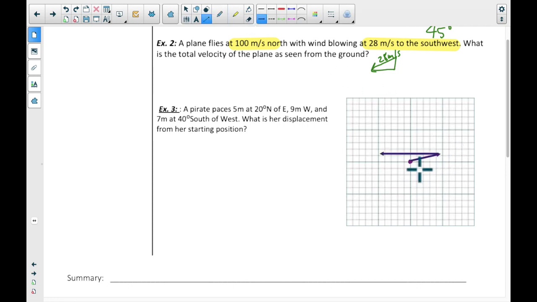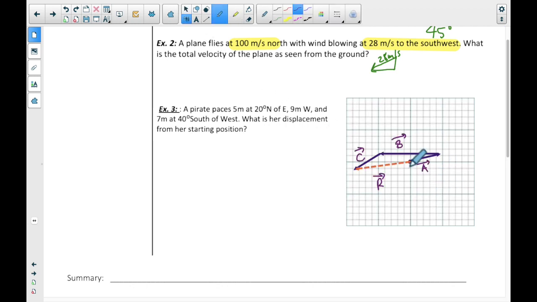All right, so my pirate is going 5 meters at 20 degrees north of east, and then 9 meters to the west, and then she is going to go 7 meters at 40 degrees south of west. And I'm trying to draw my vectors as close to scale as possible, but since I don't know the exact numbers of these, it's kind of hard. But it is going to look something like this. And then the question is, what is her displacement from her starting position? So now we need to find that displacement vector there at the end.